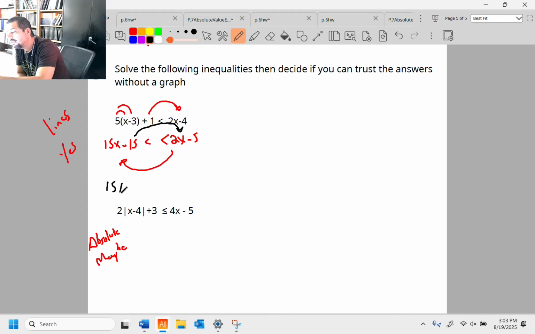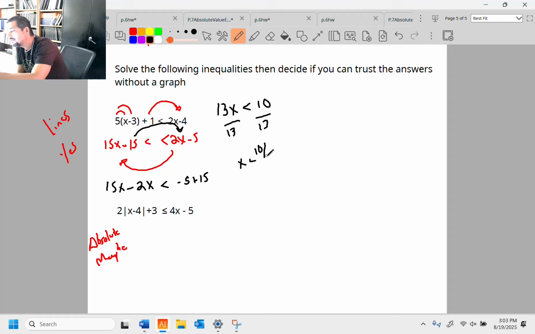So I'm going to have 15x less than 2x on the left-hand side, and negative 5 plus 15 on the right-hand side. Now 15, why did I write it the way I wrote it? 15x minus 2x on the left-hand side, and negative 5 plus 15 on the right-hand side. 15 minus 2 would be 13x. Negative 5 plus 15 is 10. Divide out the 13, and I'll be done. X is less than 10/13.